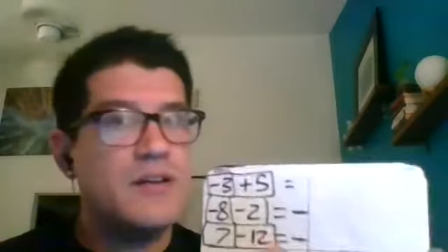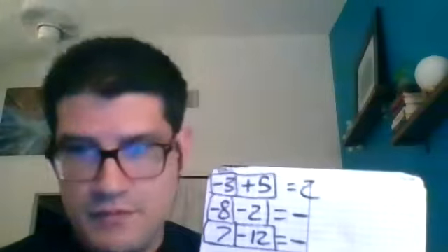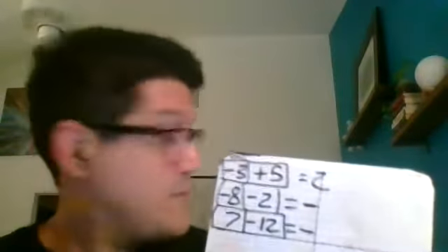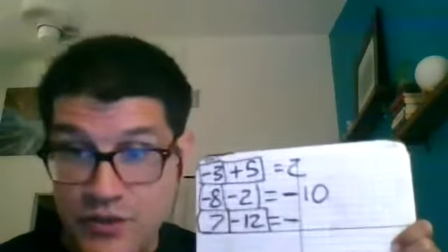So here, 3 and 5. I got to subtract a 3 and a 5. It's probably easier to do 5 minus 3. So the answer is 2. That is correct. Here, the signs are the same, which means I'm going to add them. So 8 and 2, that makes it 10. Negative 10. That is correct.